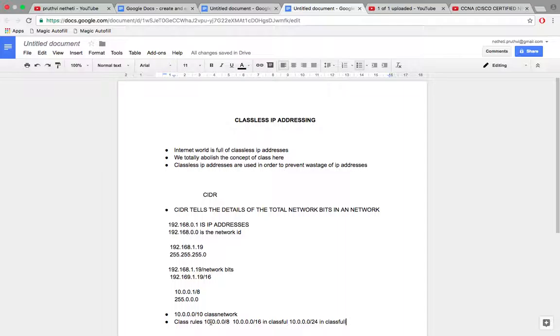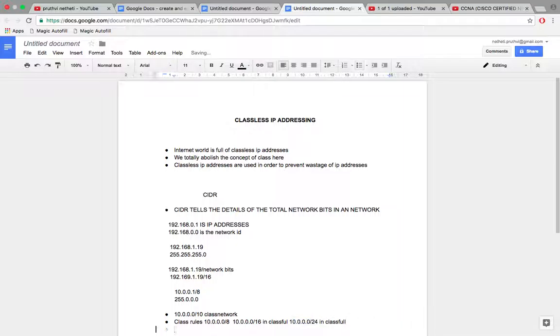So the subnet mask is 255.0.0.0, and this should be written as /8 only. If you write /16 or /24, it becomes a classless IP address. The class rule is wrong here. So this is not a classful IP address, and this is not a classful IP address.